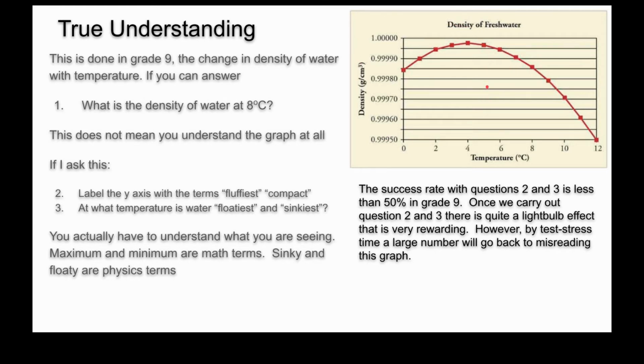Similarly, at what temperature is water floatiest and sinkiest? Well, sinkiest would be the highest density, which is right here at 4. And after that, water starts to fluff up again, and its fluffiest temperature seems to be the hotter you get it, which makes sense. You fill a coffee cup full of cold coffee right to the rim, you put it in the microwave, hit the button, and you find the coffee has spilled out.